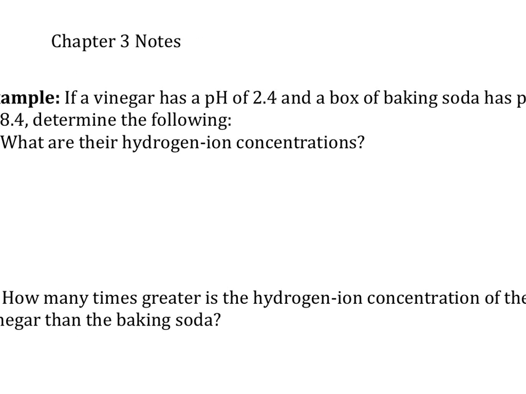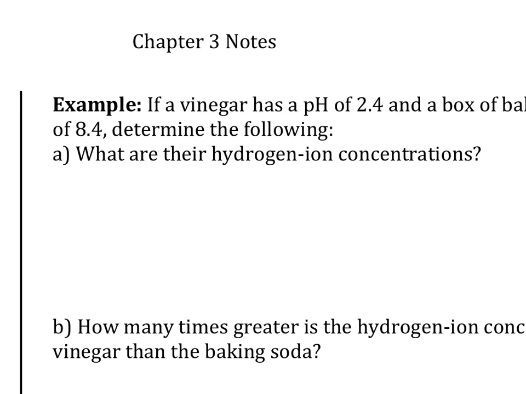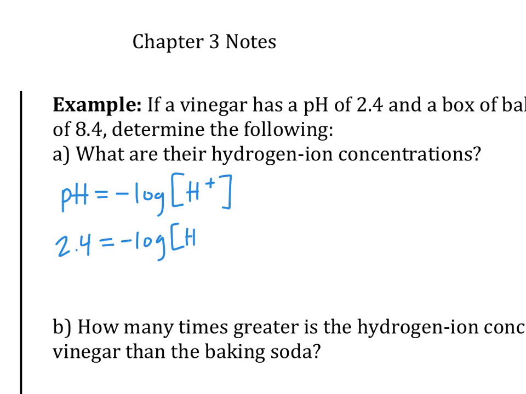Okay, so we have a vinegar that has a pH of 2.4 and a box of baking soda that has a pH of 8.4. We are going to determine the following. What is the hydrogen ion concentration? Okay, all right, so I need to give you this formula. pH is equal to negative log of hydrogen ion concentration. So the way you measure pH is how much hydrogen ion is in that thing. So vinegar has a pH level of 2.4. That means 2.4 is equal to negative log of hydrogen ion concentration.